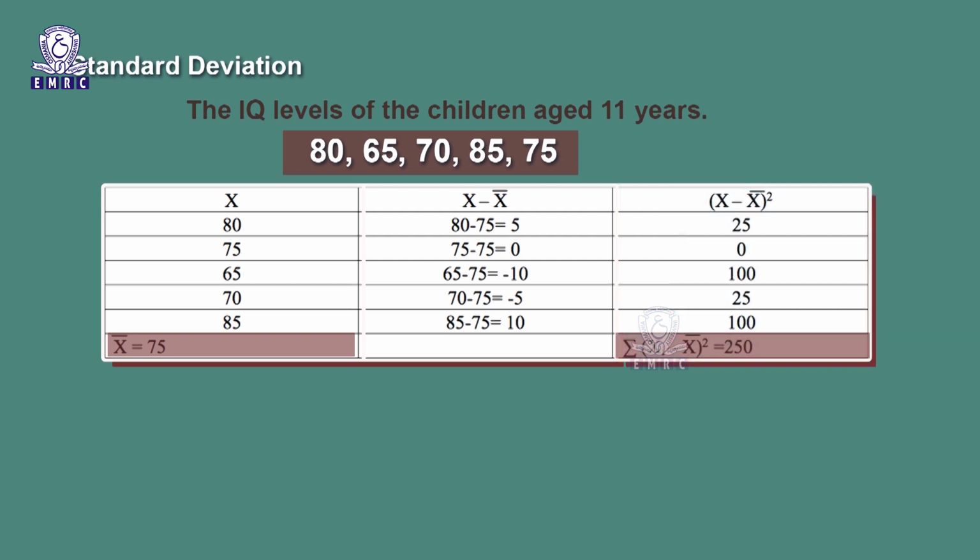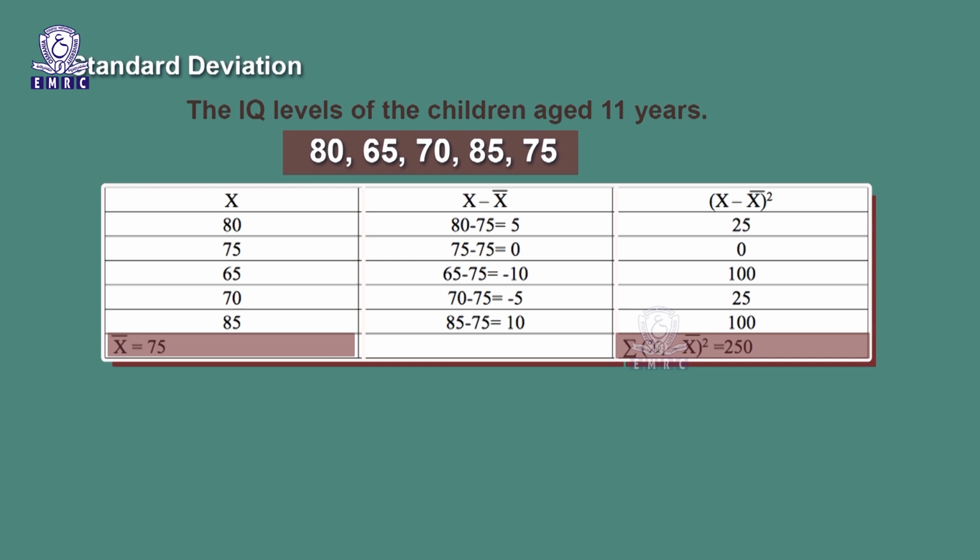The third step is to calculate the squares of the differences and add them. So here we have the difference 5. 5 square is nothing but 5 into 5, which is 25. 0 square is 0. 10 square is 100. 5 square is 25 and 10 square is 100. So now we are going to add all these squares of the differences. 25 plus 0 plus 100 plus 25 plus 100, which is equal to 250. Now we got the value, that is sigma of (xi minus x bar) whole square, which is equal to 250.